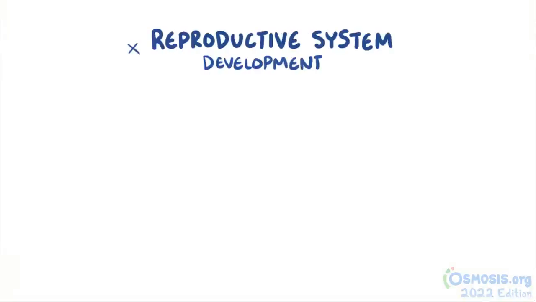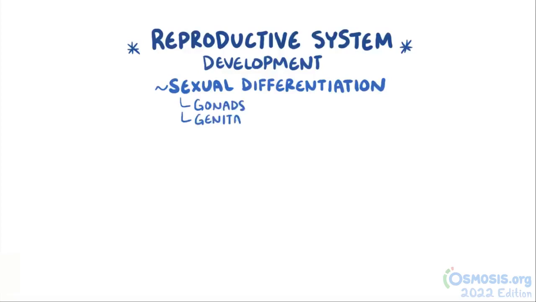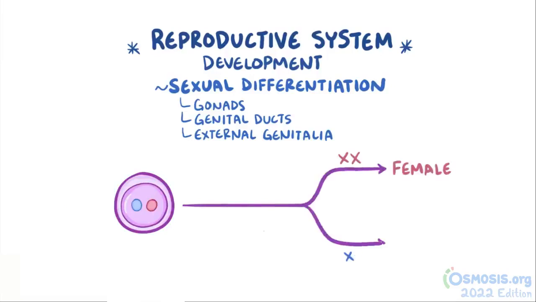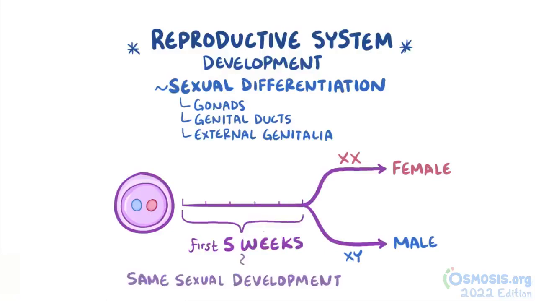Reproductive system development is the series of events that an embryo goes through to sexually differentiate into a male or female, with regard to the gonads, genital ducts, and external genitalia. The process starts at conception, when the gametes, the sperm and oocyte, fuse into a single cell that has either XX sex chromosomes in a female or XY sex chromosomes in a male, establishing the genetic sex of the embryo. Through the first 5 weeks of development, though, sexual development is basically identical for both sexes.